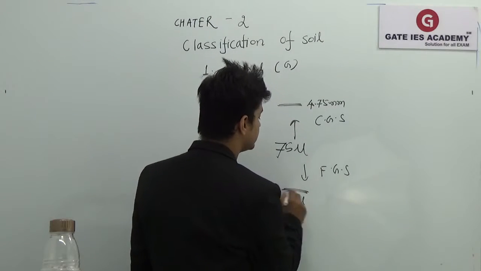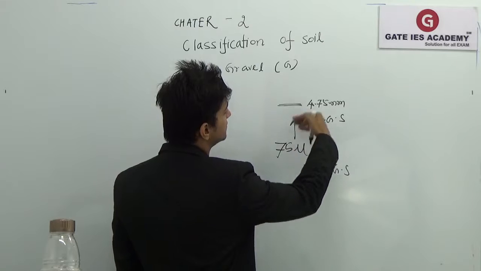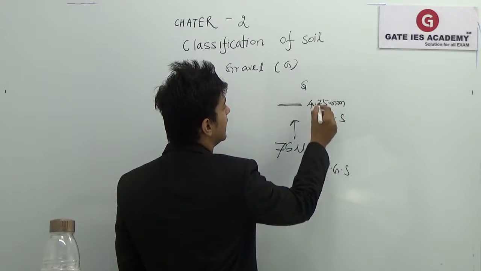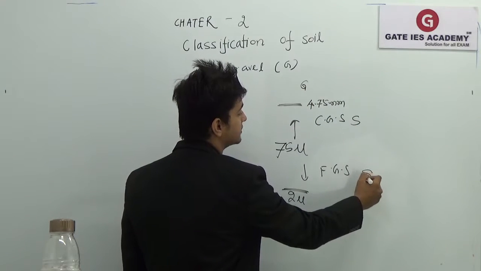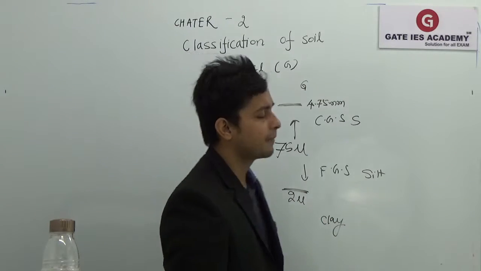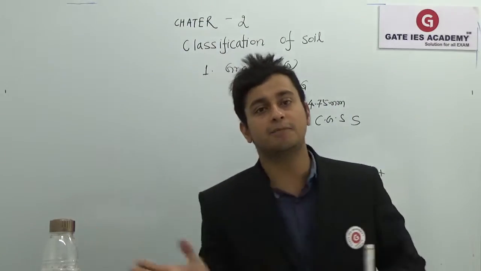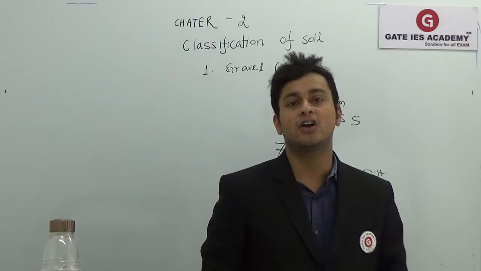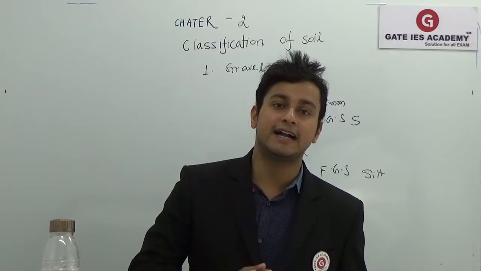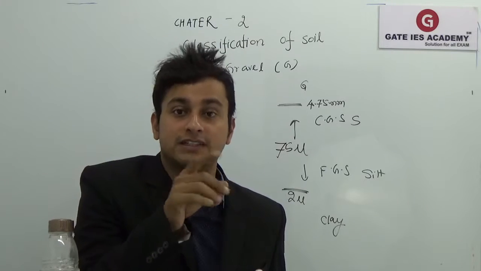So we have one range here as 2 micron, another as 4.75 mm. Here, if the soil is greater than 75 micron, it is coarse-grained soil. If it is above 4.75, it is gravel, and if it is below, it is sand. Here we have silt, and below this we have clay. This is the general saying, but you cannot generally say that all 100% of the soil material is greater than 75 micron, or greater than 4.75 mm, or less than 2 micron. We cannot say that generally, because every soil has different mixtures of different soils that we have to consider.